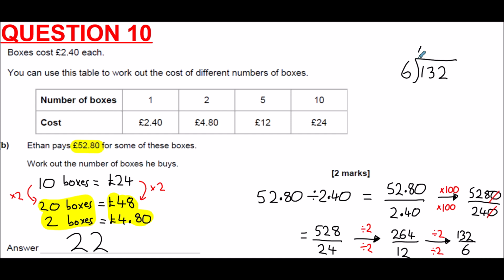6 into 1 doesn't go, and so this 1 carries over to the 3 as a remainder. 6 into 13 goes twice. 2 6s are 12, which is 1 away from 13, so again the remainder is 1. Then finally 6s into 12 goes twice with no remainder so we can stop. So using this, in my opinion, harder method, we'd get 22 boxes in the same way.